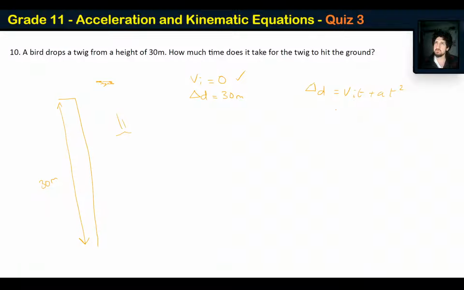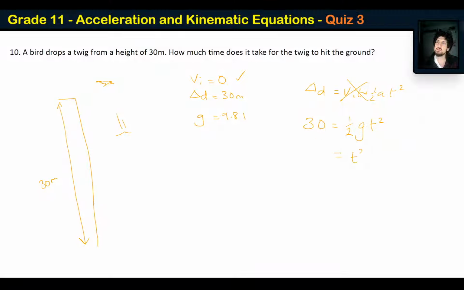What else do we have? G, of course, which is 9.81. And let's work it out. So 30 equals, we can cancel this altogether because 0 times anything is 0. So this becomes, oh, I forgot the half. Don't forget the half. Half g t squared.